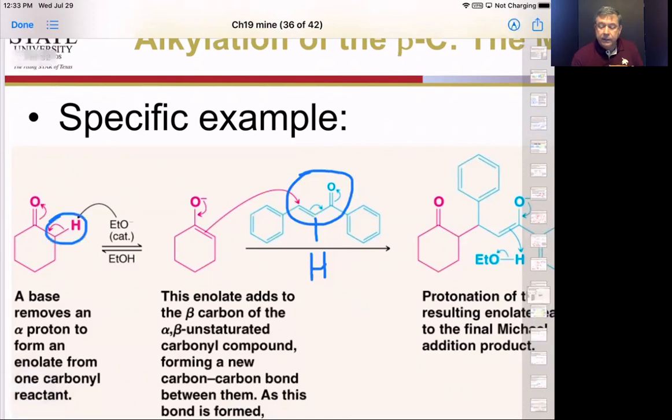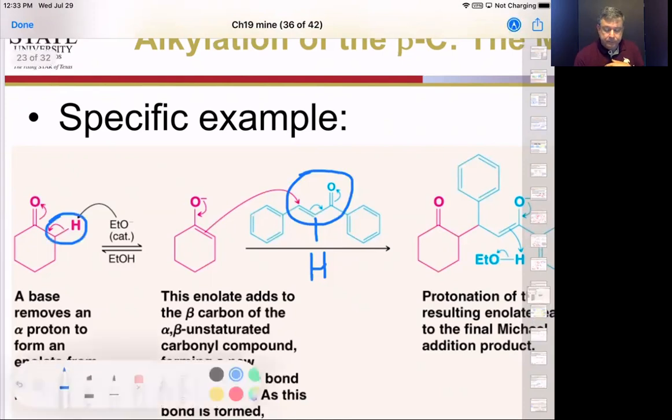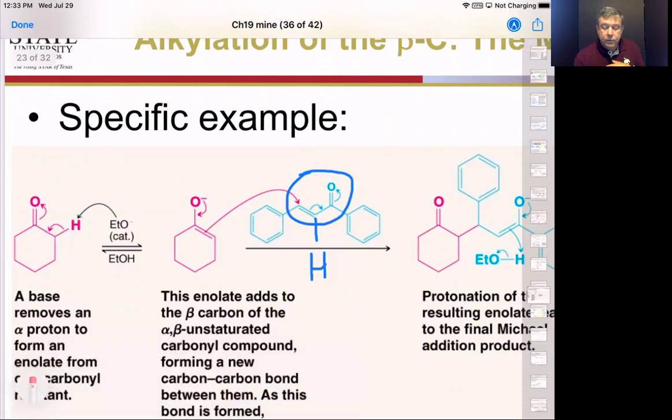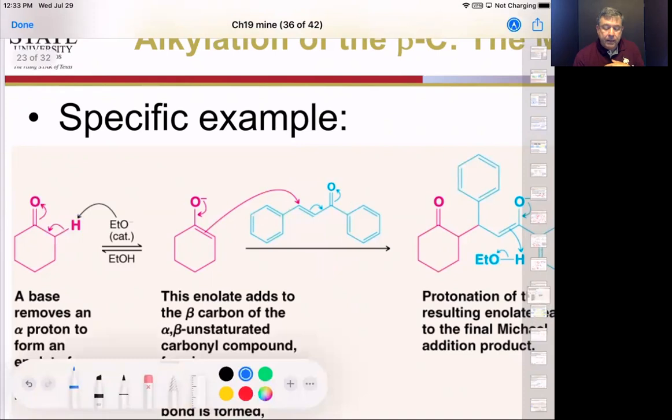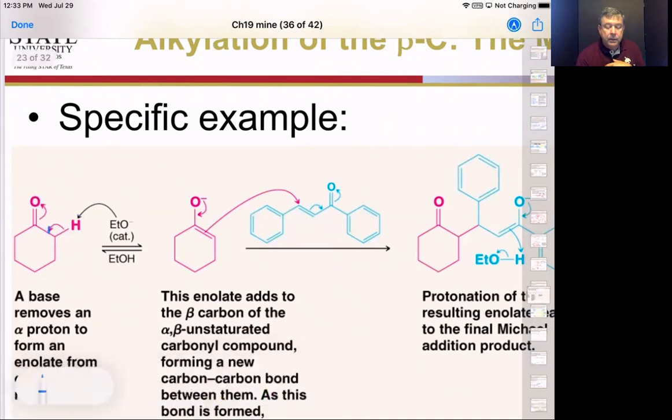So if we look at the other starting material now, we'll see that we have two alpha positions here, but because the compound is symmetrical, it doesn't matter whether we take it off this one or this one, it's going to give us the same enolate. So let's first deprotonate and give us our enolate.